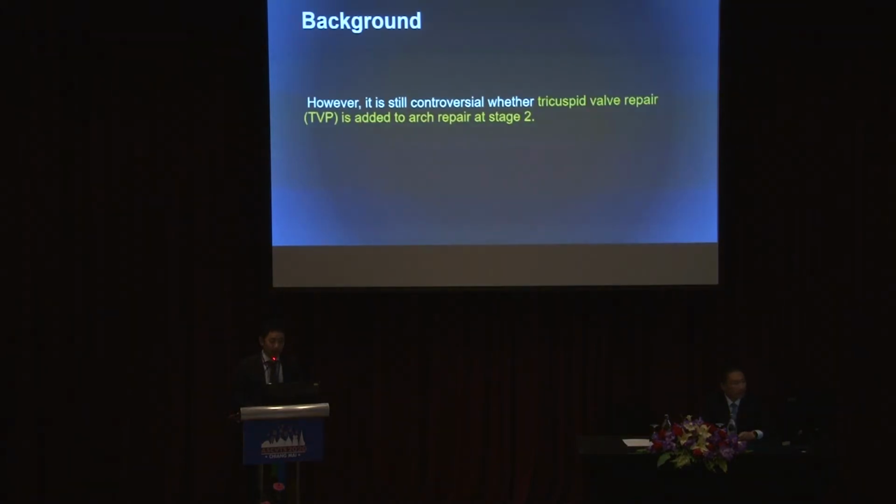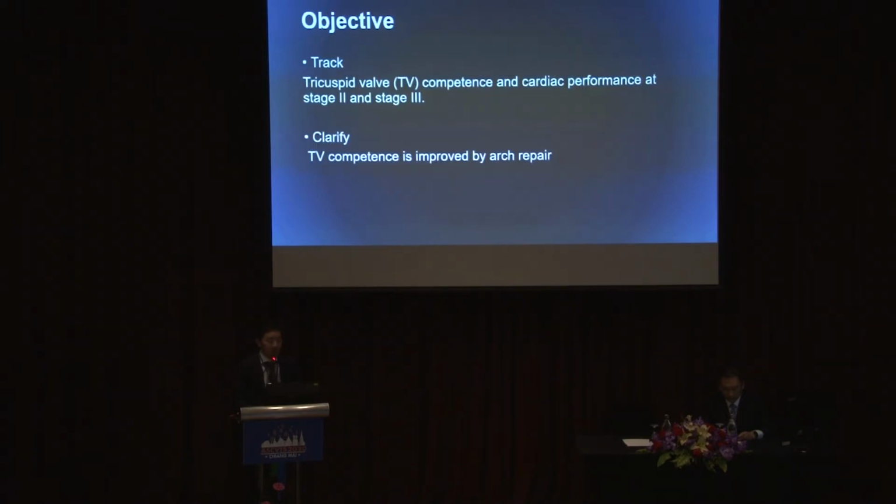However, in the congenital cardiac area, it is still controversial whether tricuspid valve repair should be added to arch repair at stage 2, because the bidirectional Glenn procedure alone can reduce the volume overload of the right ventricle. So our objective in this study is to track tricuspid valve competence and cardiac performance at stage 2 and stage 3, and to clarify whether tricuspid valve competence is improved by arch repair.